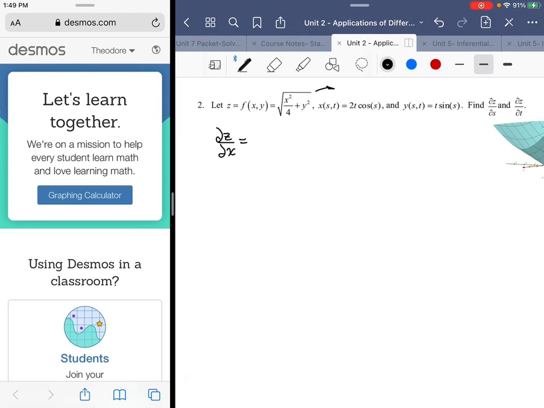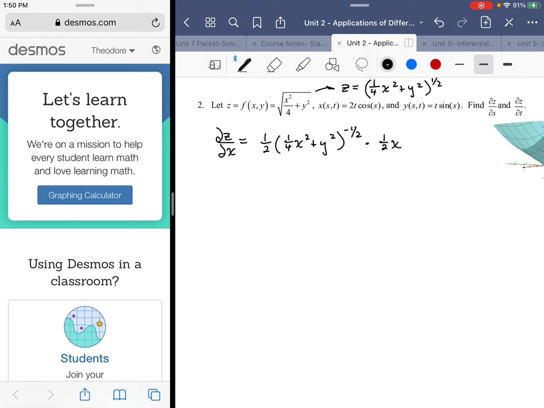Before I even get started on that, I'm going to rewrite z as the square root. Actually, let me write that as 1/4 x squared plus y squared to the 1/2 power. So my first order partial with respect to x is going to be 1/2 times 1/4 x squared plus y squared to the negative 1/2, multiplied by the derivative on the inside with respect to x, which is 2/4 x, but that's really just 1/2 x. All right, so I have that.